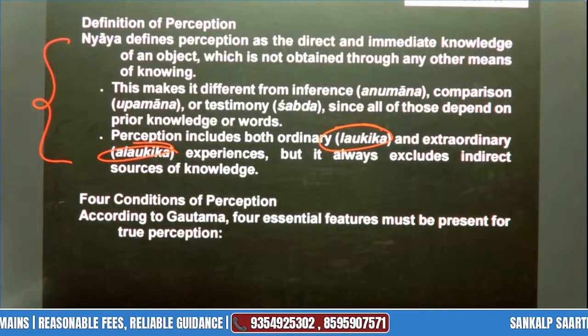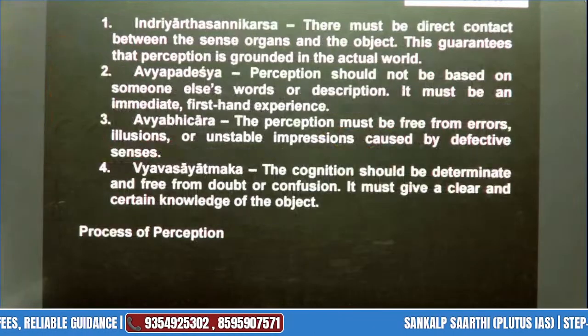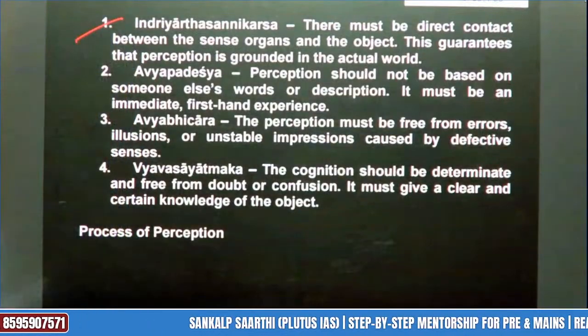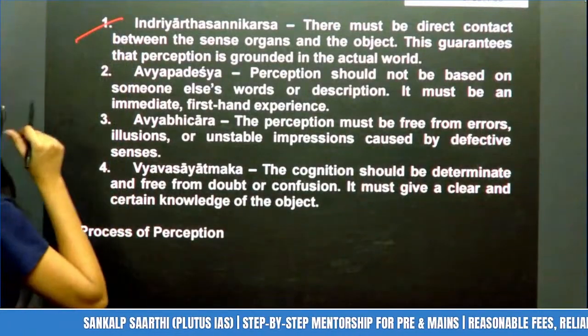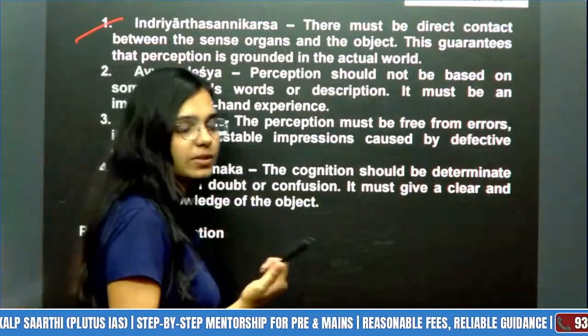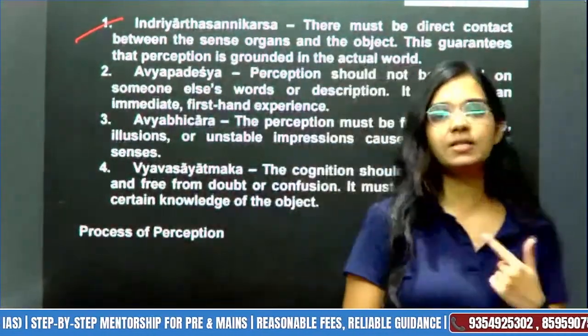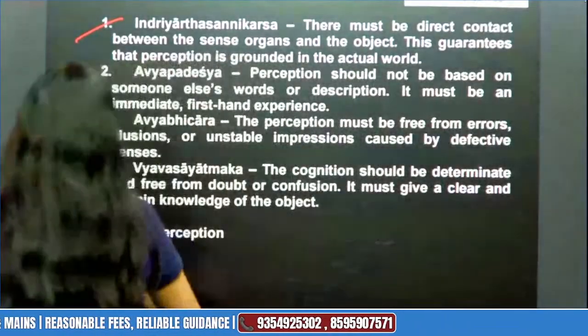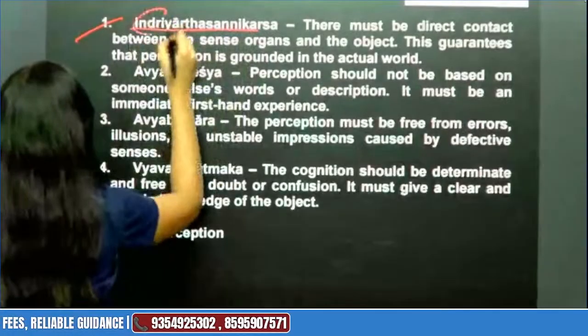Okay. So now we'll understand four conditions. What are those? In the Artha Sannikarsha, there must be direct contact between the sense organ and the object. So whatever object you are perceiving, suppose I can see this pen. Because of this direct contact of this pen with me, I can call this Indriya. Indriya, what are Indriya?